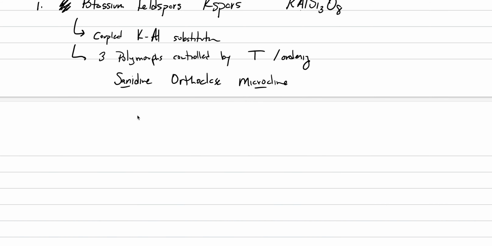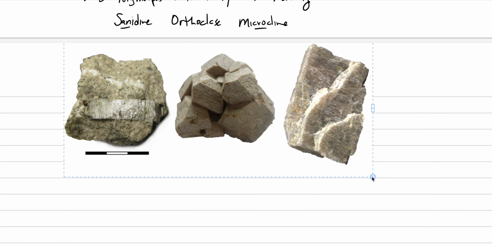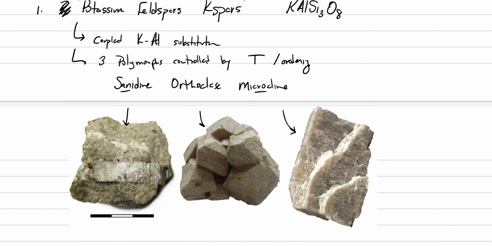Before I show you a picture, no, I must show you a picture first. So let's put in a picture of these three. We'll write down some identification criteria and also some structural criteria. But sanidine is this one here. It ends up being phenocrysts inside of high temperature igneous rocks. Orthoclase here and microcline here. I purposely put white ones in because they might all be white. They could be clear, they could be pink. Well, microcline can be pink. Sanidine's only ever clear or white. But anyways, we'll put those things down in your notes in just a second.